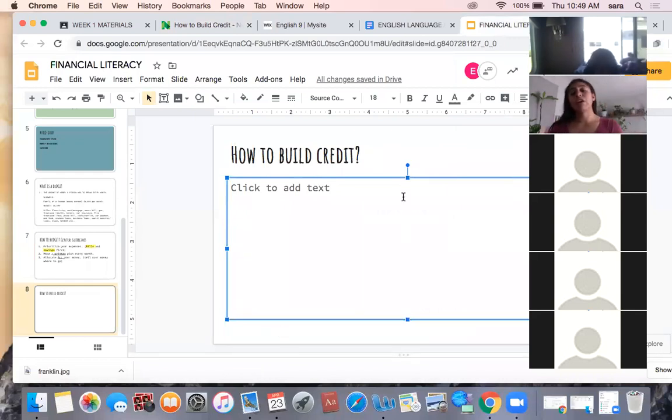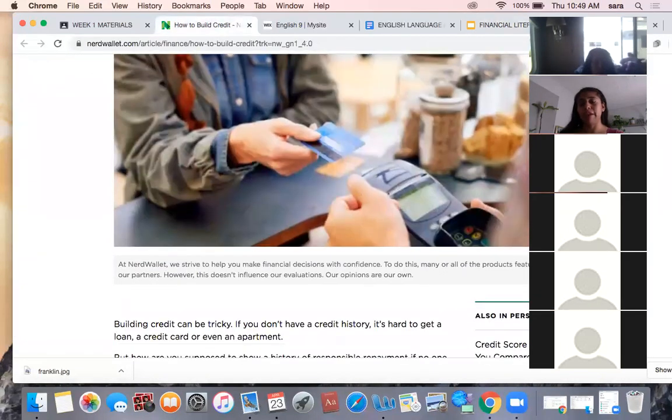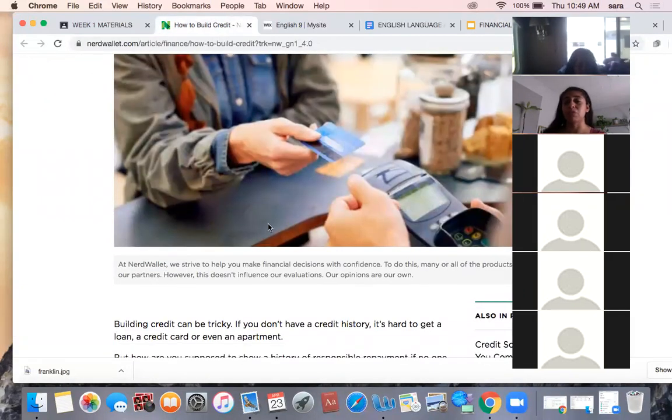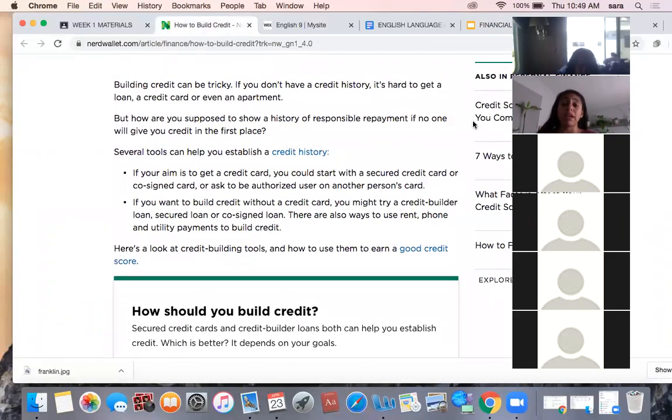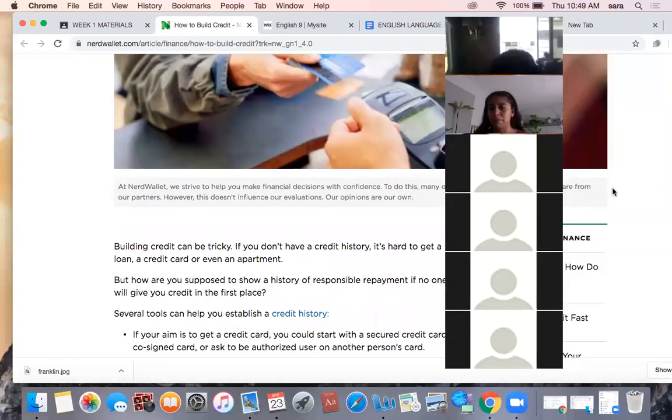Today, we're going to start talking about credit. And I'm going to be basing it off this article that I found for you guys and that I had you guys read and take notes on. If you've never read it, then we're going to now read it. But of course, there's homework attached to it.